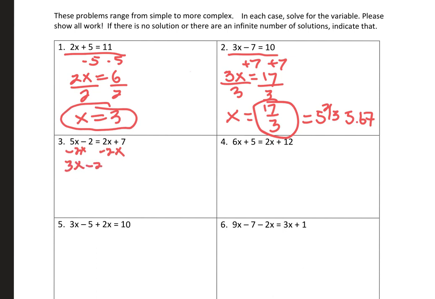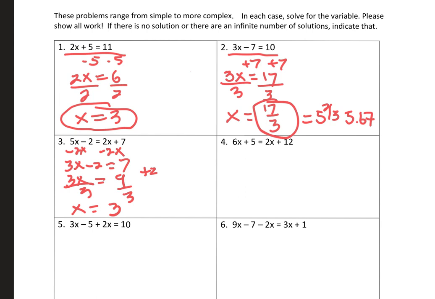We still have the minus 2 is now equal to 2x minus 2x is just 0, so we don't have to put anything there. So all we have left here is 7. Now we add the 2 to both sides, and we get 3x is equal to 9. We divide both sides by 3, and we get x is equal to 3.